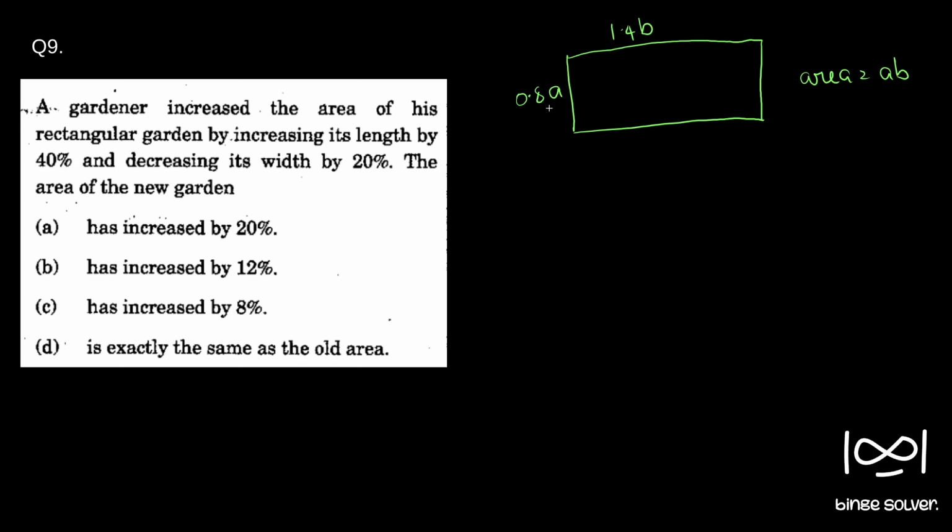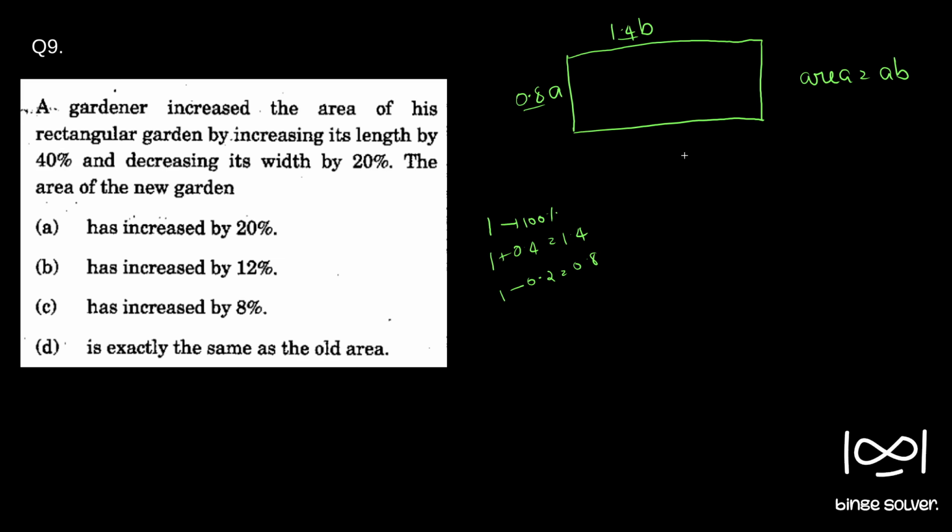Which is 0.8A. The reason being, if you take 1 as 100%, if you increase by 40%, 40% of 1 is 0.4. So 1 plus 0.4 is 1.4. Similarly, 20% is 0.2, so 1 minus 0.2 is 0.8. That's how we got 0.8 and 1.4, if that confused you.